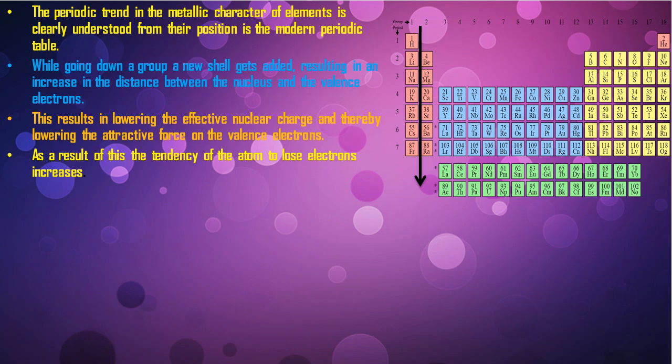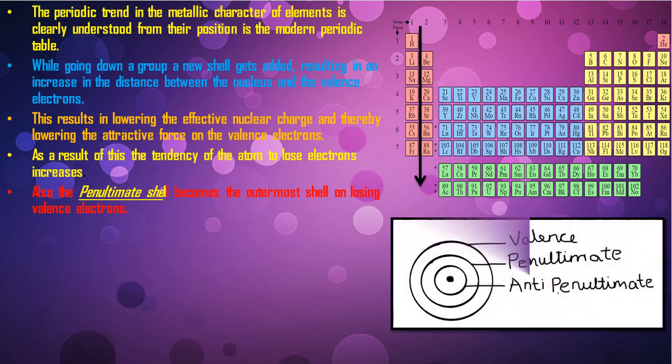Why? Because shells are added one by one while moving down a group, and also the penultimate shell becomes the outermost shell on losing the valence electron. And what is the penultimate shell? Students, I have a diagram here for you. Here the last shell is the valence shell. After the valence shell we have a shell called the penultimate shell, that means the second last shell, the second shell from the valence shell. So the last one is the valence shell and the second last is known as the penultimate shell. The penultimate shell becomes the outermost shell on losing the valence electron. That means when the metal loses the electrons from the valence shell, the penultimate shell becomes the last shell or valence shell.